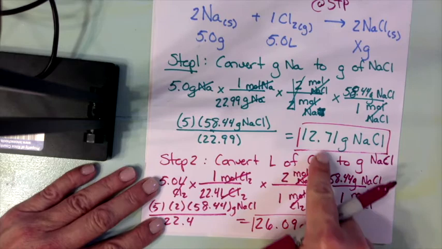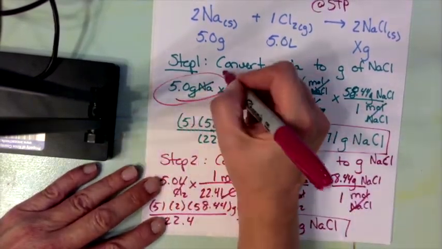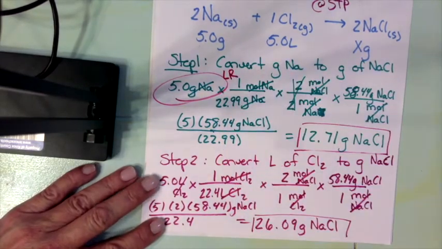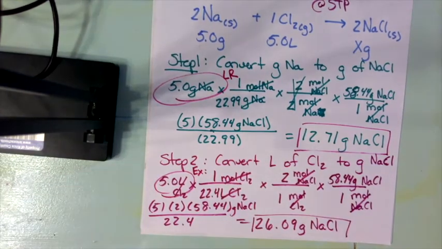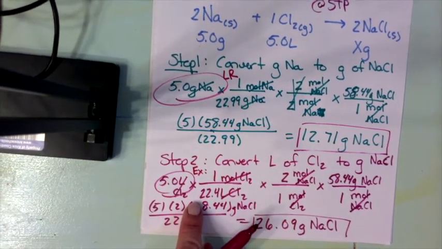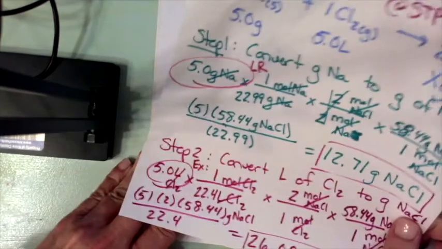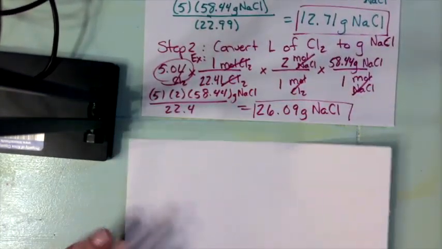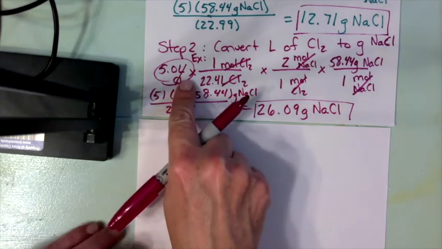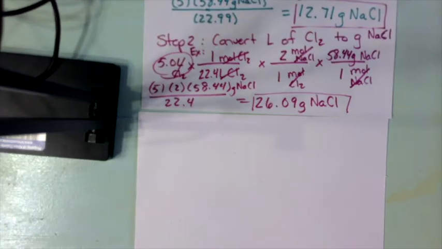So when I look at these two answers, we can look at whichever is the smallest. 26 is significantly larger than 12.71. So this one here is the limiting reactant, and this one here is going to be the excess reactant, because we are going to have leftover chlorine because we cannot make 26.09 grams. Now we need to work backwards and find out how much excess we have left over of our excess reactant, which is Cl2.